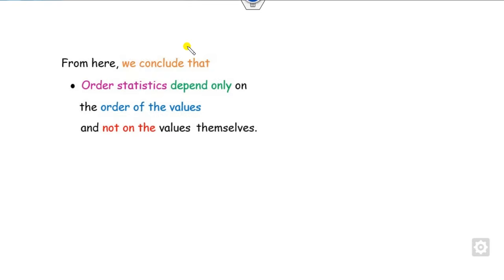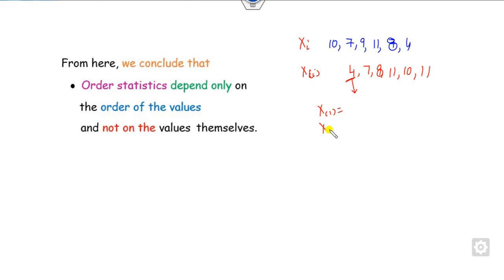So what we will see is, if you have the given series 10, 7, 9, 11, 8 and 4, and these are my xi's, if you arrange them in order, it will be 4, 7, 8, 9, 10 and 11. So what is the meaning of that? The x1 is the value of the first position, x2 is the second smallest element, x3 is my third smallest element. What is the meaning of that?